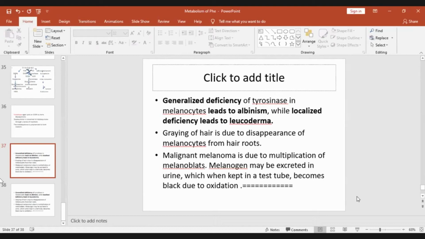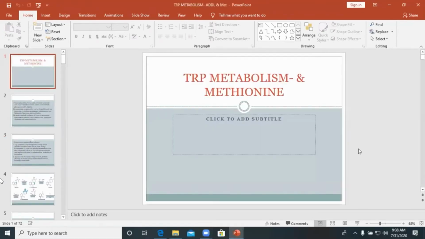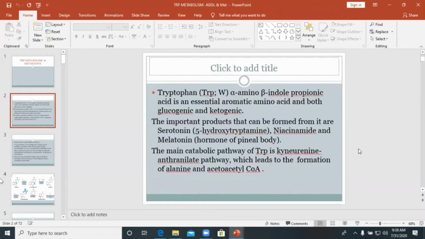Just a minute, we will go to the metabolism of tryptophan. So we'll go to the metabolism of tryptophan now. The next aromatic amino acid, as you know.